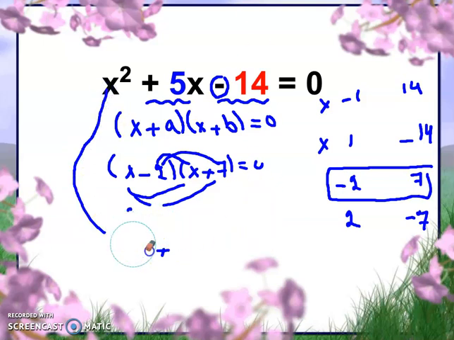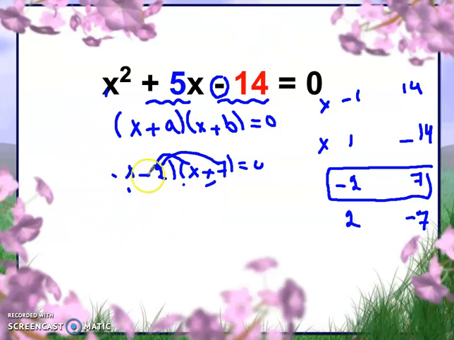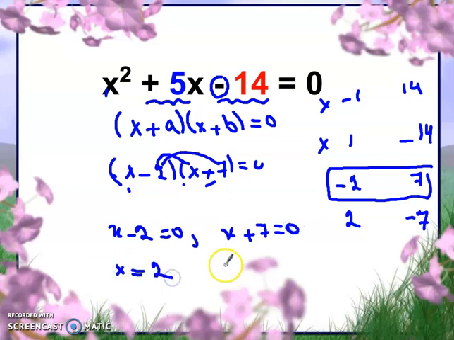Now the last step is either x minus 2 equal to 0 or x plus 7 equal to 0. So x equal to plus 2 or x equal to minus 7, and these will be our roots.